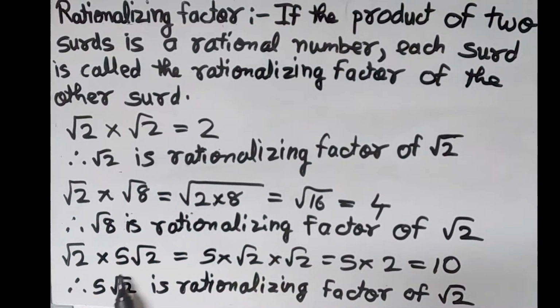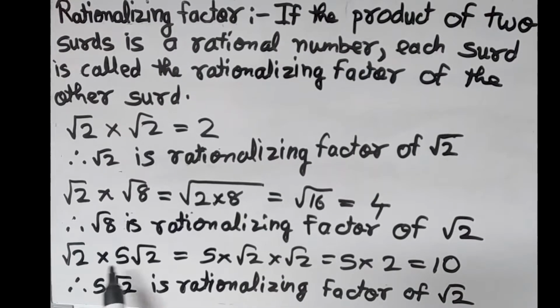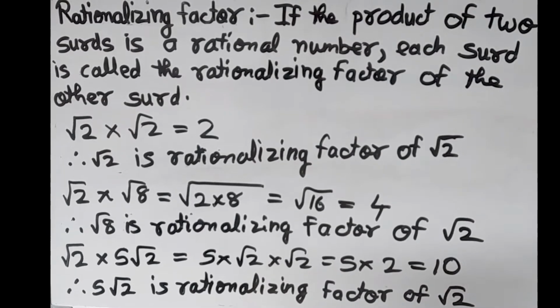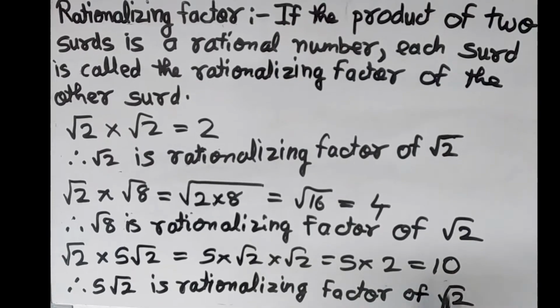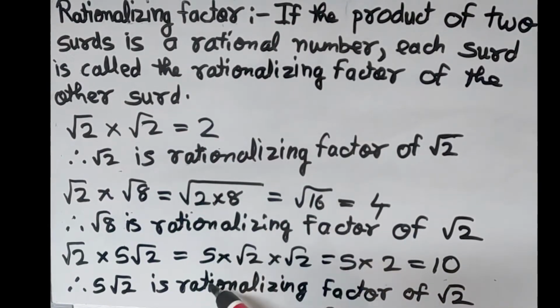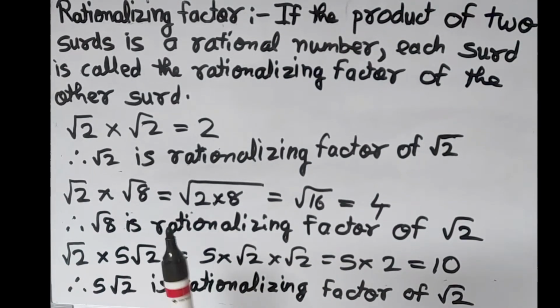Okay. In this example, 5 root 2 is rationalizing factor of root 2. This means root 2 is also rationalizing factor of 5 root 2. Okay. Because if we multiply 5 root 2 by root 2, we will get a rational number. Okay. Understood this, what is rationalizing factor with examples. Okay. And the rationalizing factor of a surd is not unique. One surd can have many rationalizing factors.